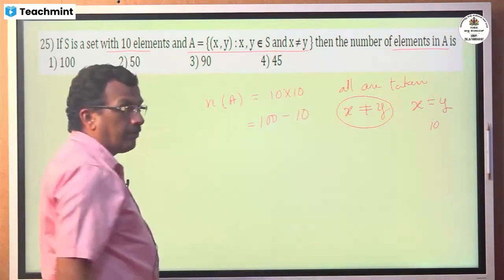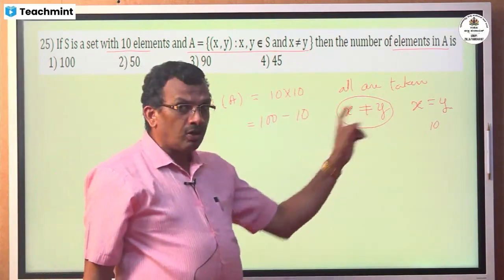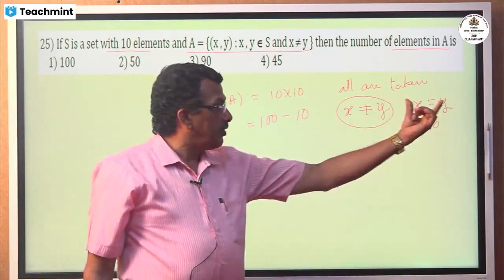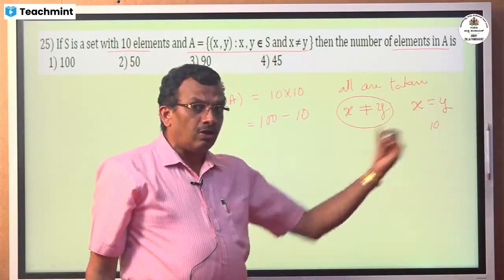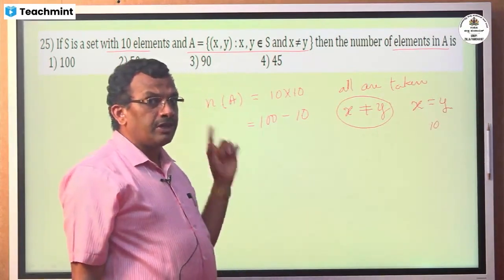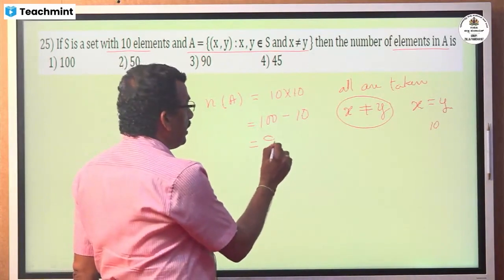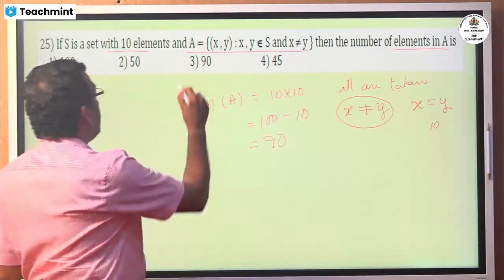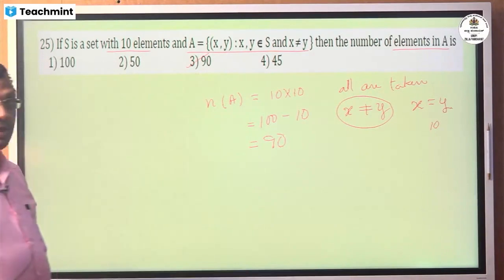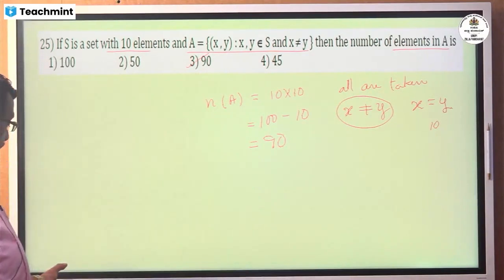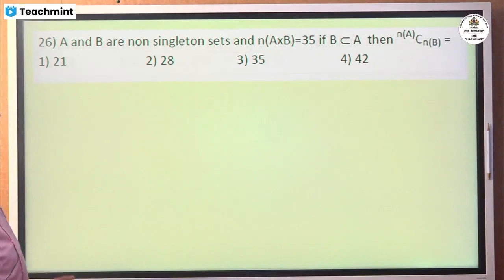Why is it 100 minus 10? X not equal to y is required. As you know, x equal to y is only 10 ordered pairs because 10 elements are there. Therefore, number of elements in the A equal to 90. Very silly question, if you know the meaning. The question is based on the second PU reflexive property.